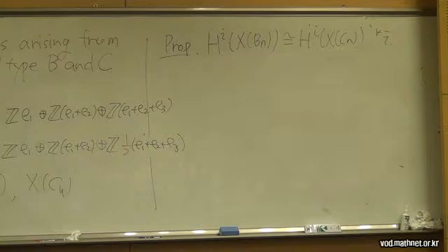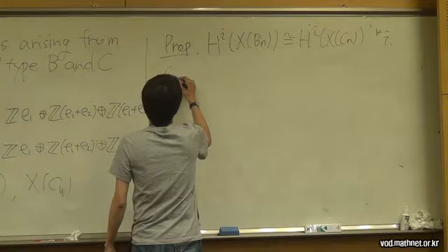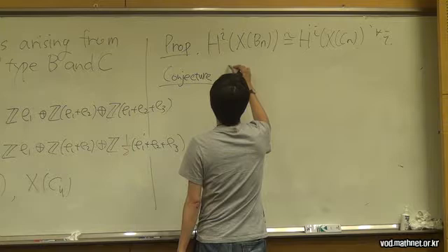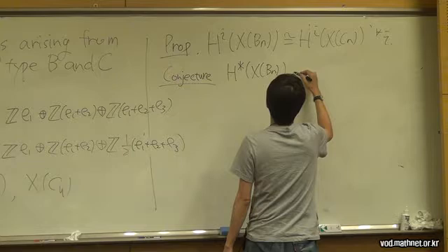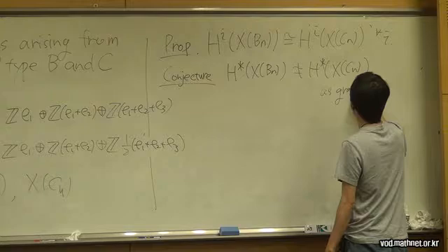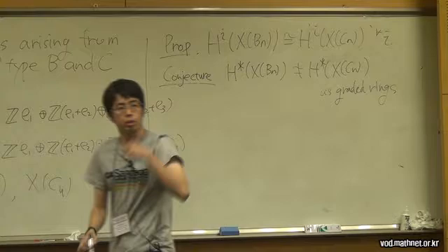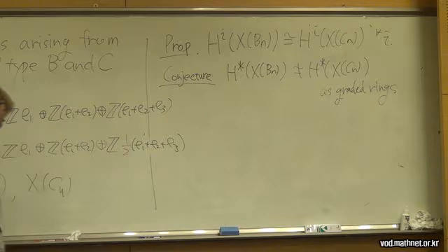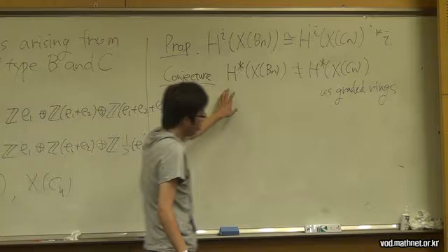Yeah? And I have a conjecture, because for me they look similar: the ring structure is different. This is a conjecture. I haven't proved that yet, as graded rings. What cohomology is that? It's just singular cohomology with Z coefficients. Okay. Sure. And so I want to prove this, but I haven't succeeded yet.